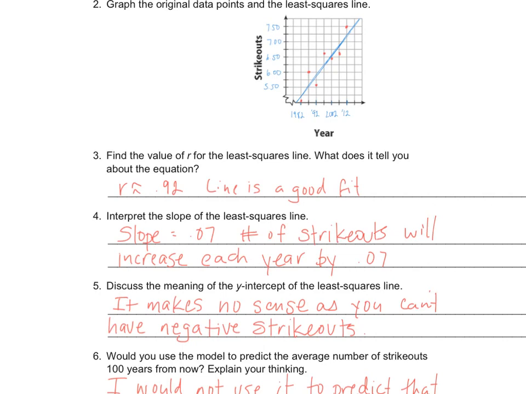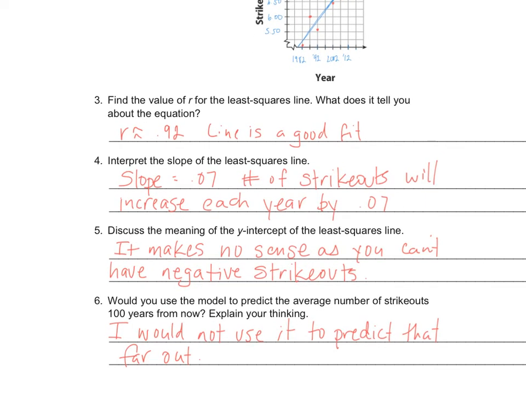The y-intercept clearly would be a negative number here, and that doesn't really make sense for us. You can't have a negative number of strikeouts. We would think it would be the number of strikeouts in year 0, but that's way too far away. And then the last question, would you use this to predict the number of strikeouts 100 years from now? I would say no, I would not, because it's really far out to do that.